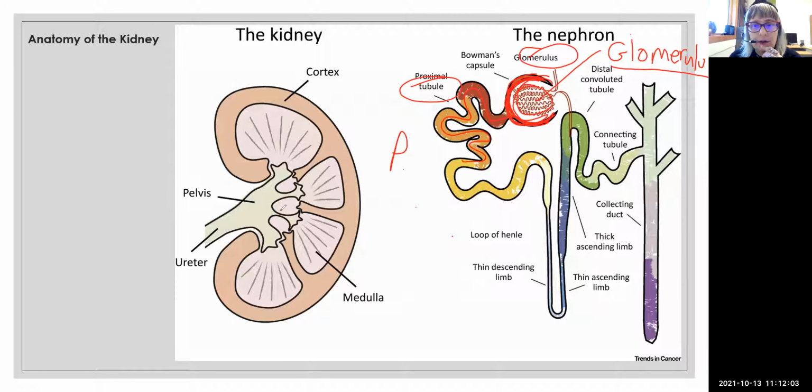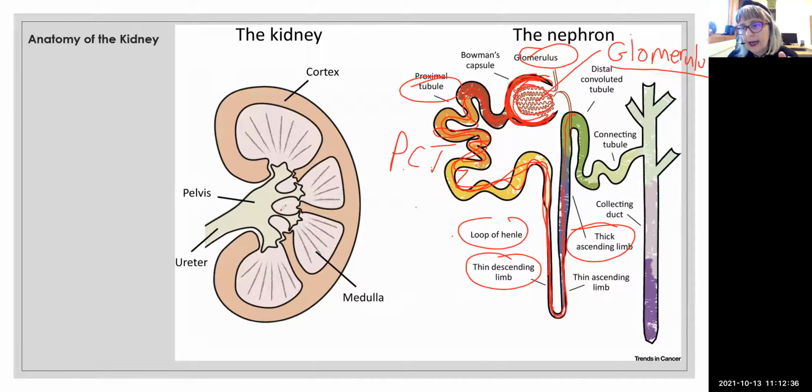So we call this short for PCT. And then from there, it goes down the descending limb of the loop of Henle, up the ascending loop of Henle, okay? And so the filtrate, as it moves along, certain things are going to be reabsorbed, certain things are going to be secreted. We're going to talk about that in a minute. But first, I want to show you the path of the filtrate, which is not yet urine. So the filtrate moves through the proximal convoluted tubule, down the descending loop of Henle, up the ascending loop of Henle, and then from there, it goes to the distal convoluted tubule to the collecting duct.